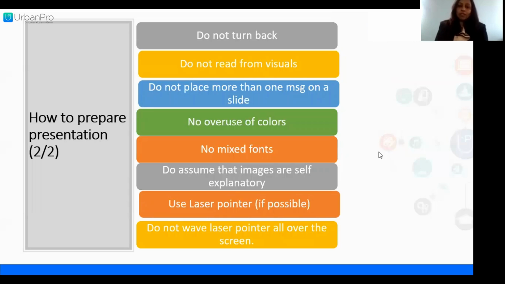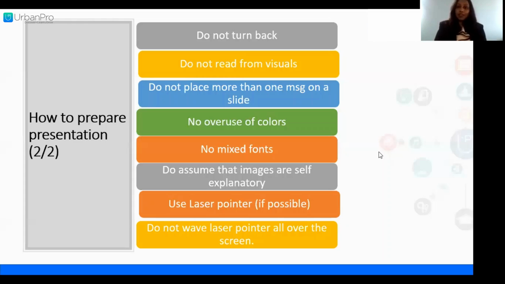Do assume that images are self-explanatory. As I already told you, whenever possible, try to put in images because they are more explanatory, and they stay in the mind for a longer time. Use laser pointers if possible. When it is a big group, with a lot of audience there, it is better to use a laser, because then you can point anywhere on the projector, and it becomes easier for the audience to understand which point you are covering now.